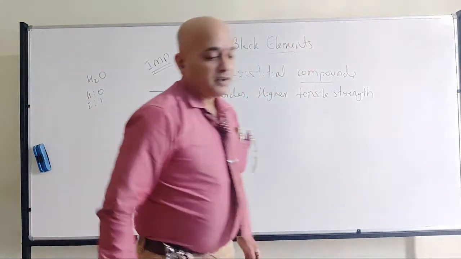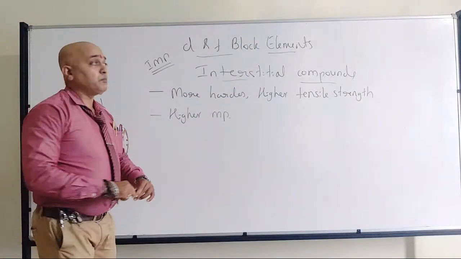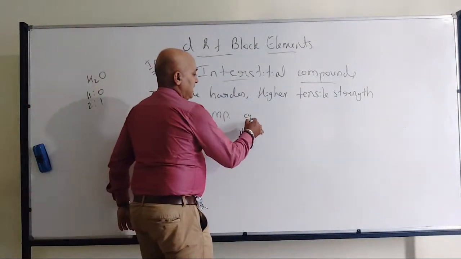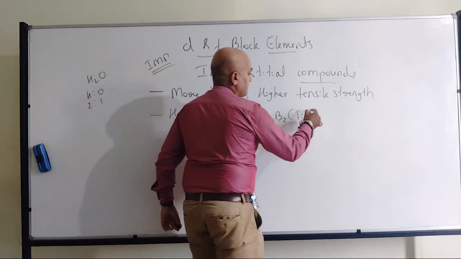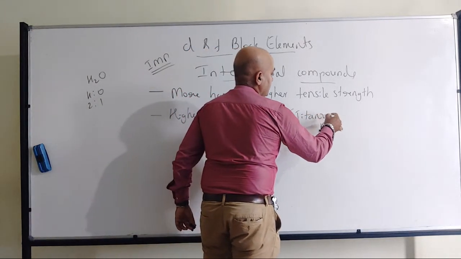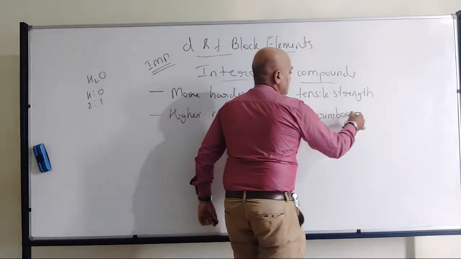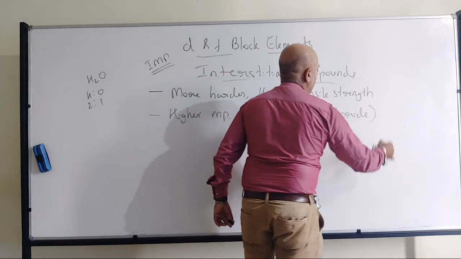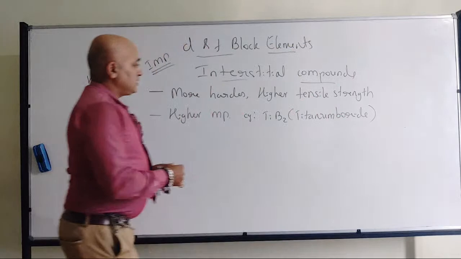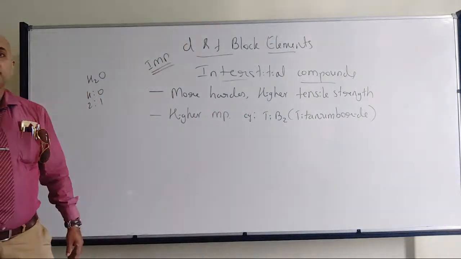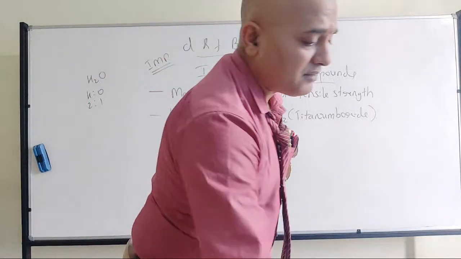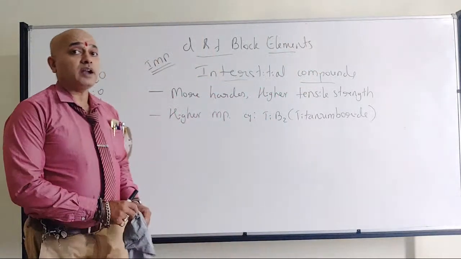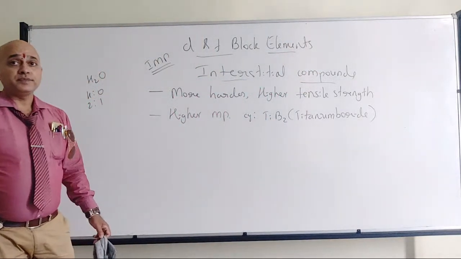Okay? So for example, we have titanium boride. Okay? So this is almost as hard as that of the diamond. That's where we have the titanium boride or interstitial compound.